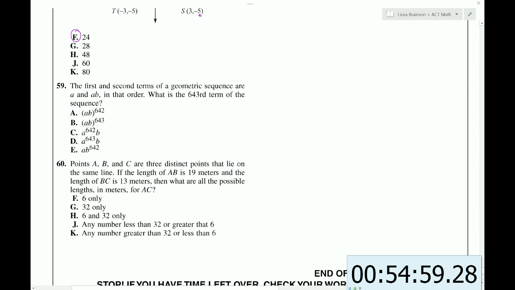The first and second terms of a geometric sequence are A and AB. What is the 643rd term? Okay. So a geometric sequence, you can recall, is a sequence that multiplies by the same thing every single time. So that item must be B in this case, right? So to go from A to AB, you had to multiply by B, right? So then we'd have to times it by another B, and that would give us A times B squared. And then it would be A times B to the third, etc. So eventually you'll get A times B to a really big number, right? So I think that the best choice would be E.